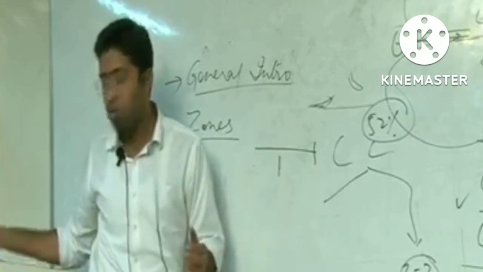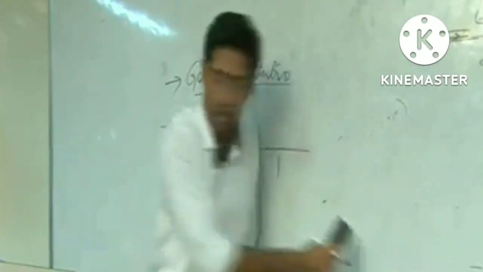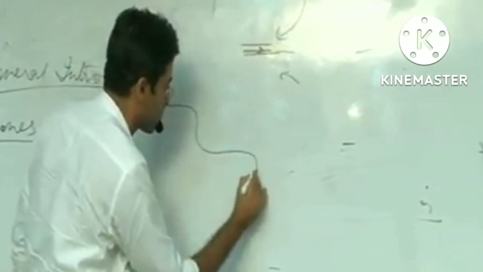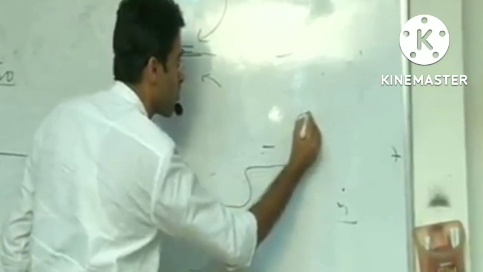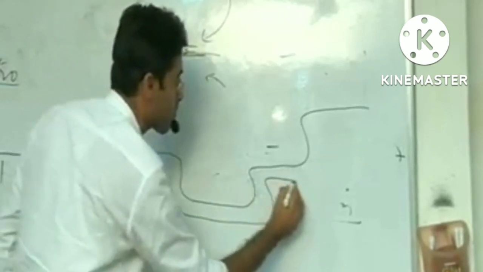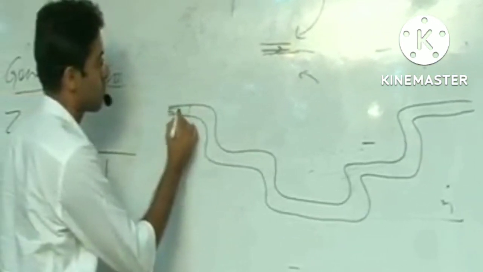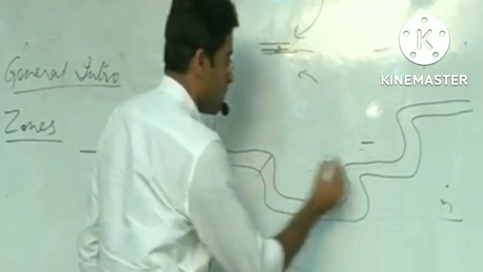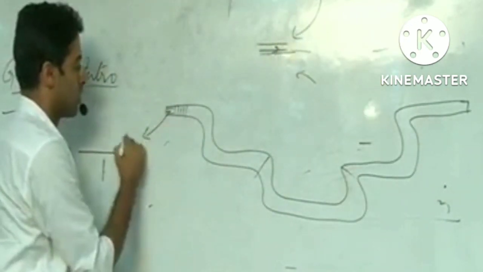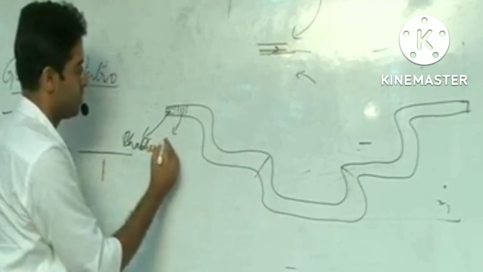Khadar is new alluvium. Bangar is old alluvium. If you have to draw a brief or basic diagram, yes, you'll understand with this diagram.